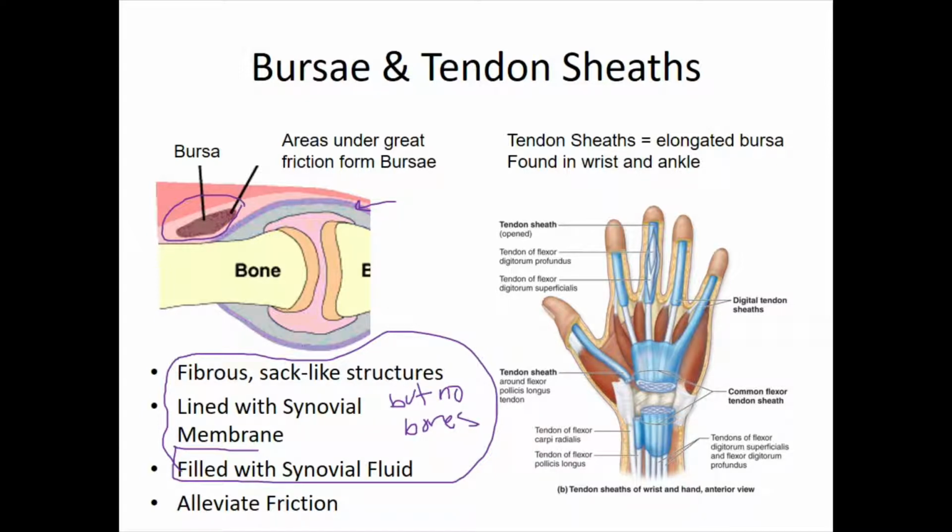If you get inflammation of the bursa, that's called bursitis. So you might have had bursitis or know somebody who has bursitis. That is an inflammation of the bursa. So they're there for extra friction alleviation.